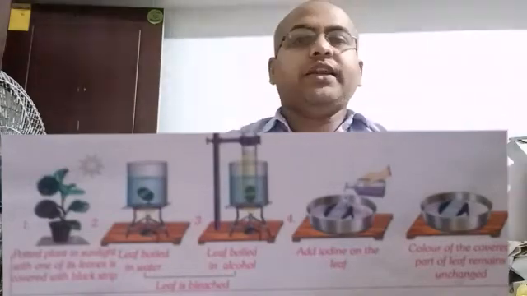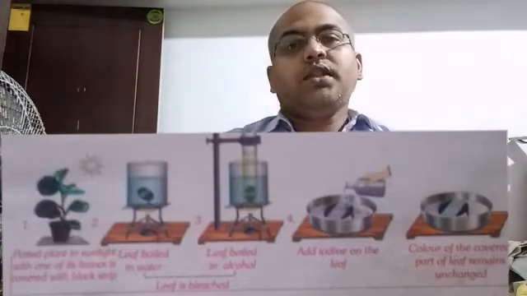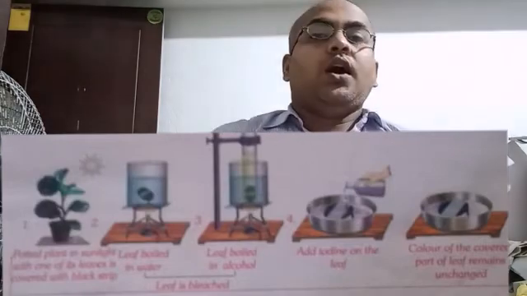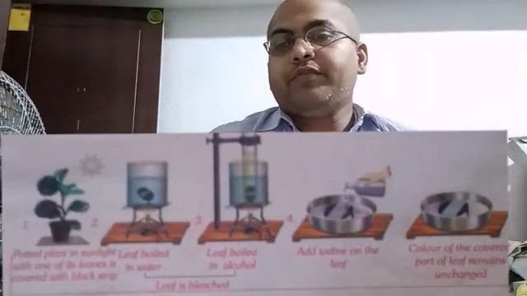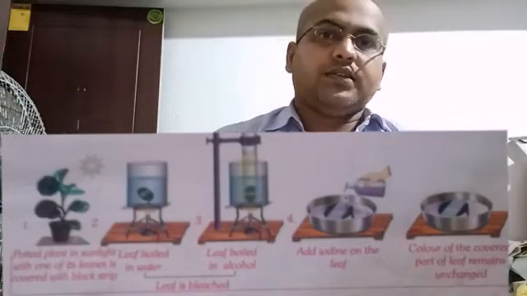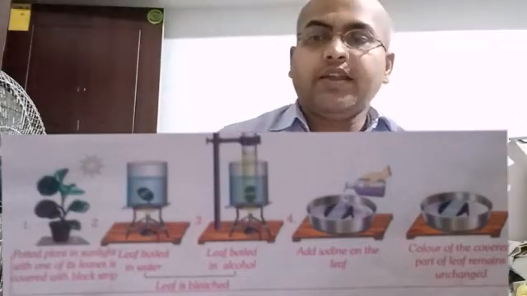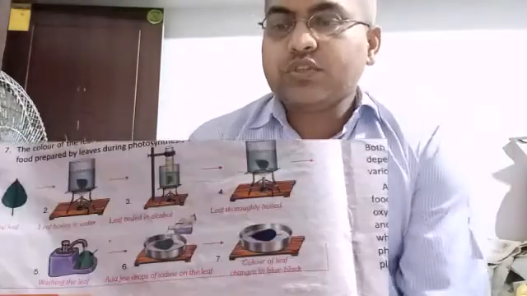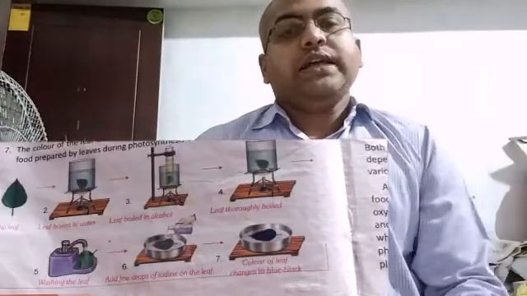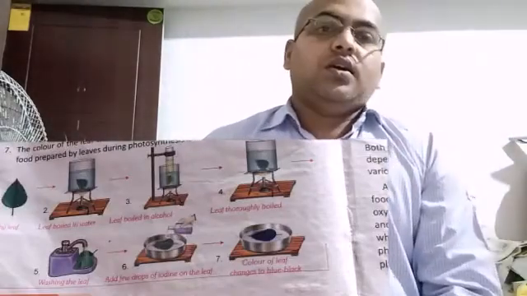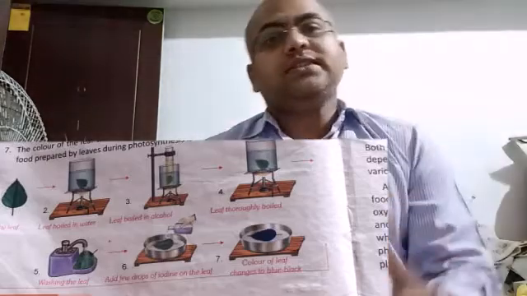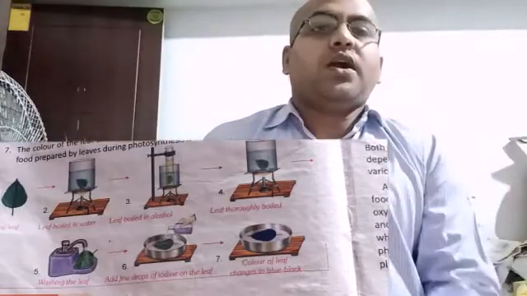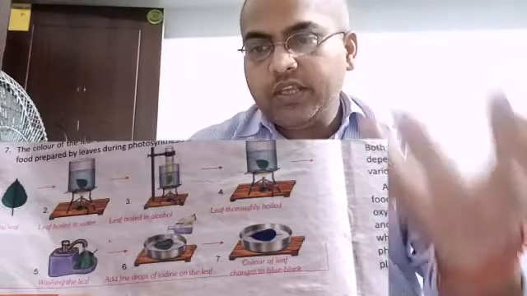Now, the food prepared in the leaf: how do the plants use this food? Some of the food is used by the plants, but the remaining part is stored in different parts of the plant, like leaves, stems, and roots. During photosynthesis, the energy of the sun is trapped in the plants, this energy is converted into food, and this food is stored in the various parts of the plant.